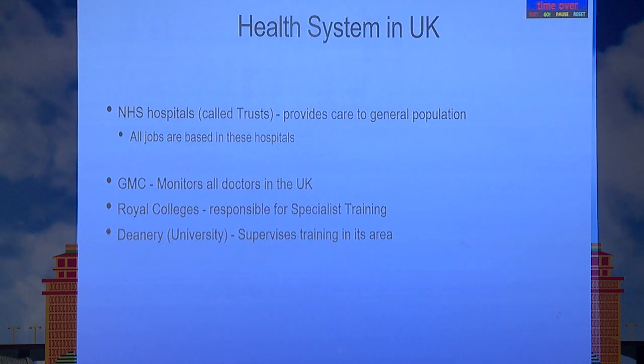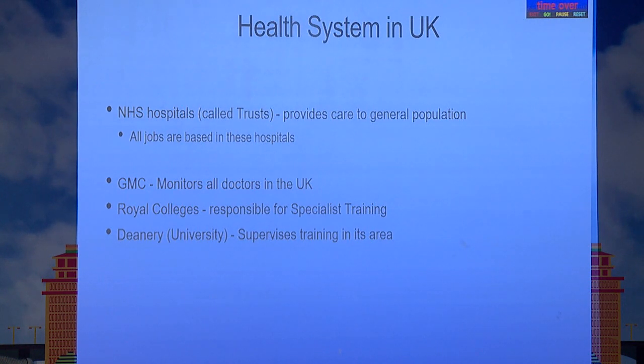Now, in the NHS, there are 3 regulatory bodies which supervise our work. So it's the GMC, which registers all the doctors, then the Royal Colleges. All the specialties will have Royal Colleges. So for us, the Royal College of Ophthalmologists supervises our work. So that's the second body.